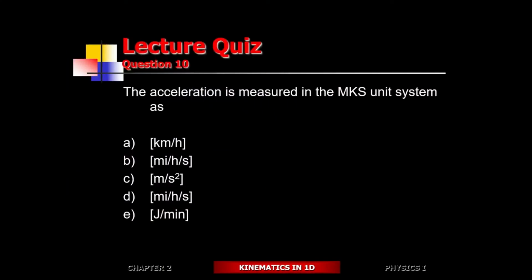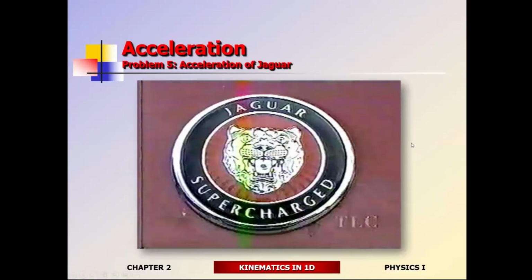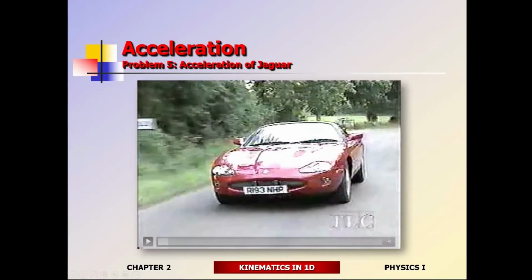All right, pick out the best answer and put it in the chat. Okay, so MKS unit system, just about every single person picks C, so give yourself 2 points for that one. All right, C is a good answer: meters per second squared. All right, let's do a few simple examples.